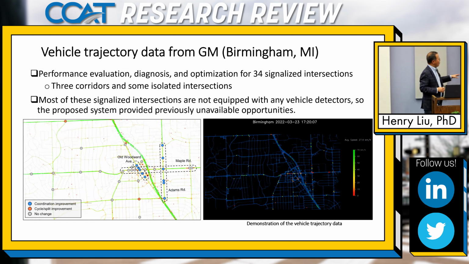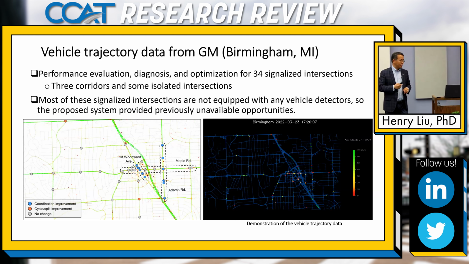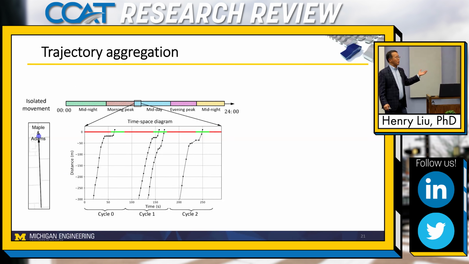Okay, and so we have vehicle trajectory data, and all of these signal timing plans available to us, and we do not need anything else from the city. Now we start to look at, with this data, how we can diagnose which intersections have problems and how we can optimize those.